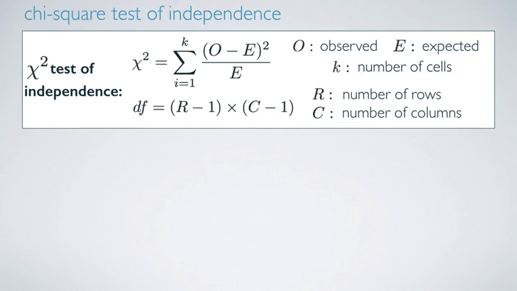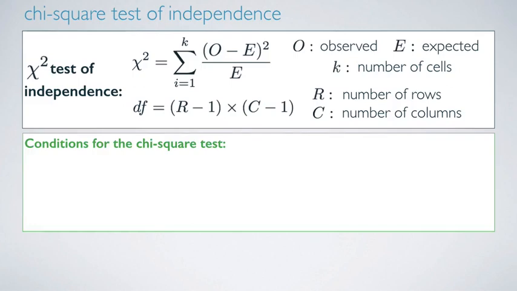What is different, however, is how we calculate the degrees of freedom. Remember, with the chi-square goodness of fit test, the degrees of freedom was simply k minus 1, k being the number of cells. In this case, because we have a two-way table, we need to consider the number of levels for both of the categorical variables. So the degrees of freedom is calculated as the number of rows minus 1 times the number of columns minus 1. We're denoting that as r minus 1 times c minus 1 here.